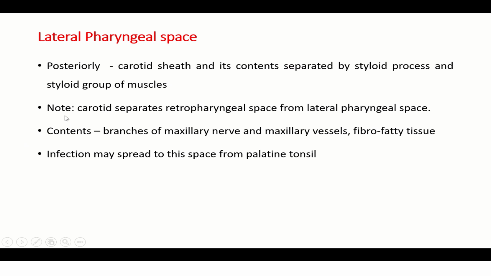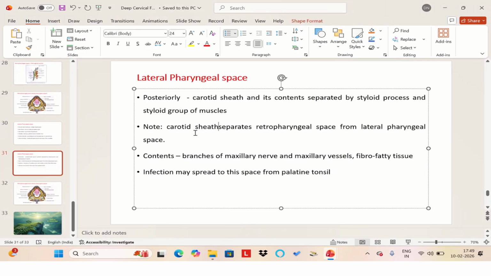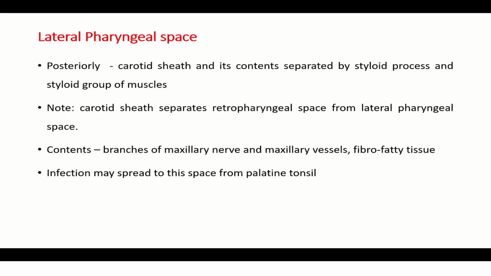So you can see the carotid sheath separates the retropharyngeal space from the lateral pharyngeal space. The contents are branches of the maxillary nerve and maxillary vessels, and fibrofatty tissue. Infection from this space may spread to multiple areas, like the submandibular region and the parotid region. But the primary source for the lateral pharyngeal space will be infection from the palatine tonsil.